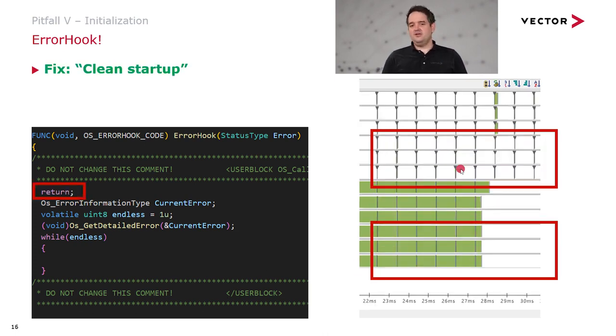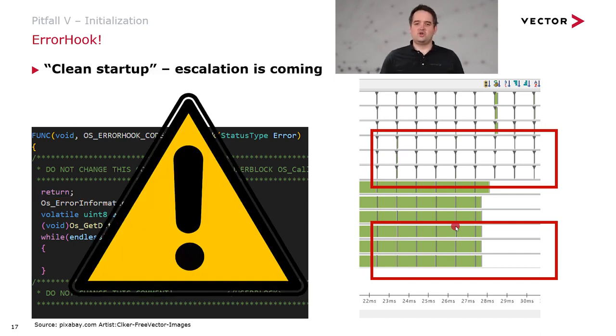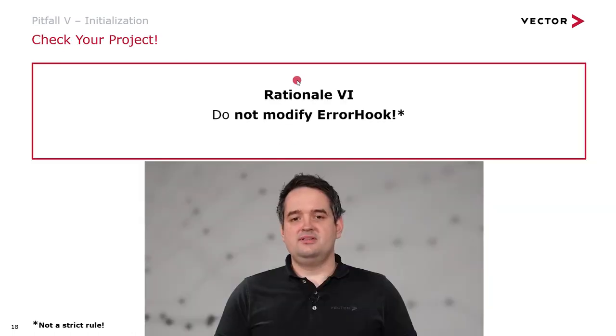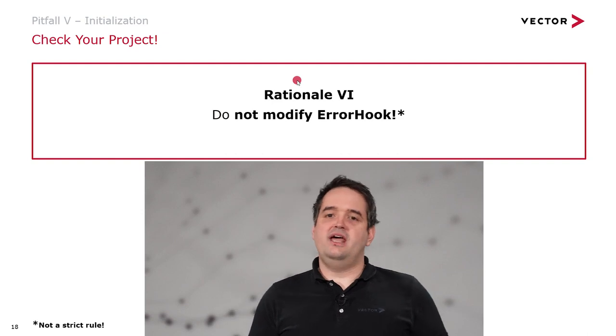So, you see, by simply returning from the error hook routine, my system is back up and running again, and I fixed a clean startup now and can work on my project. Stop. Please don't do this and include it in your project. Do not directly return from your error hook routine. This is an insurance that you will face an escalation in the upcoming project phase. What happened? Do not modify the error hook.